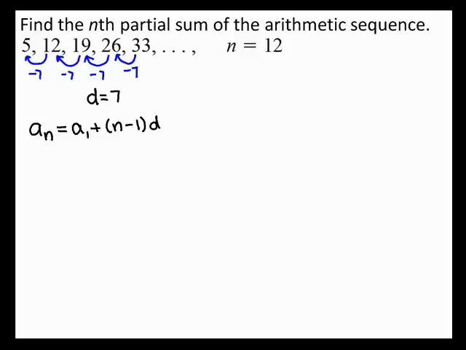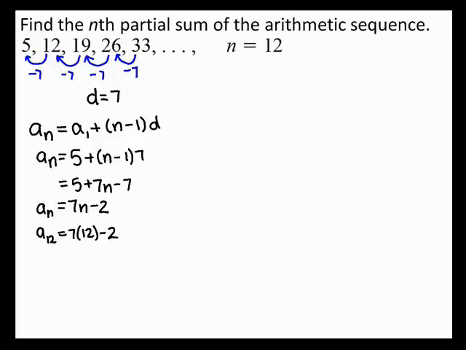Substitute 5 in for a sub 1 and 7 in for D. Simplify 7 times the quantity n minus 1. Simplify 5 minus 7. You find that a sub n is equal to 7n minus 2. Substitute 12 in for n. Simplify 7 times 12. Simplify 84 minus 2. You find that a sub 12 is equal to 82.